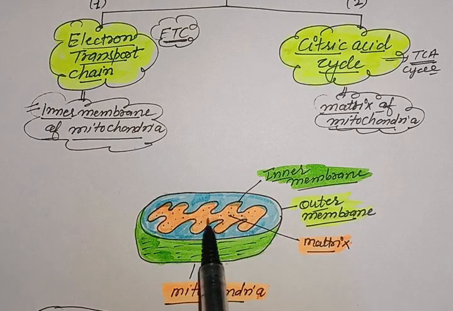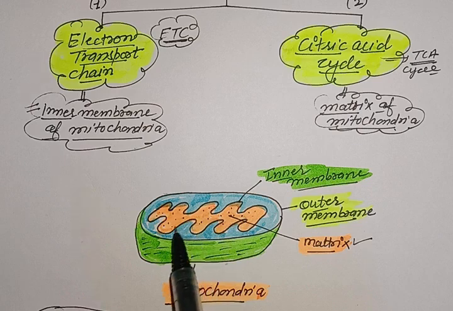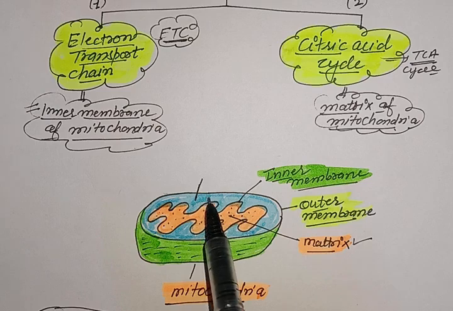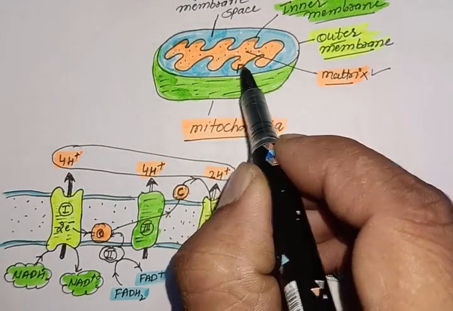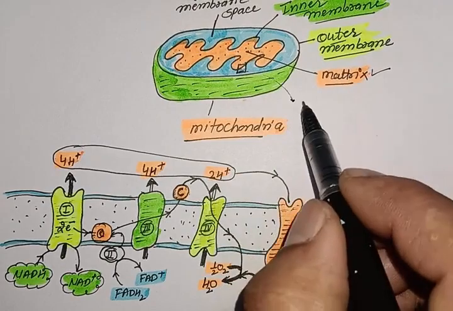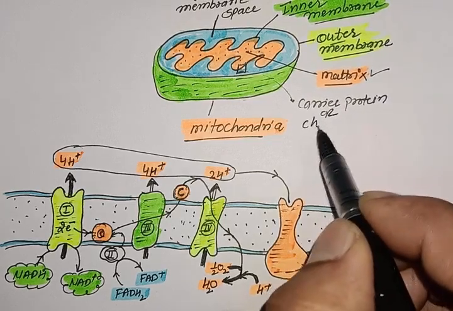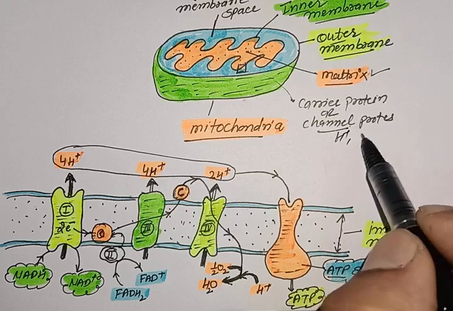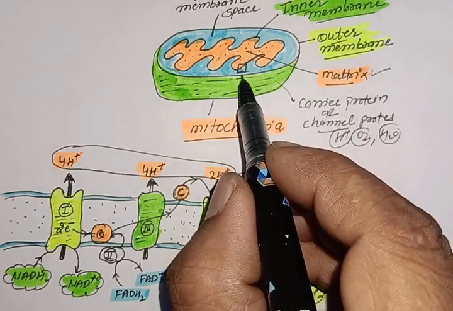This is our structure of the mitochondria. This is the matrix of the mitochondria, this is the folded inner membrane, and this one is the outer membrane of the mitochondria. This is called the intermembrane space, that is, the space between the outer membrane and inner membrane. In this inner membrane of the mitochondria, there are many carrier proteins, or I can say many channel proteins. These channel proteins help in the transport of H positive ions, oxygen, and water across the membrane.